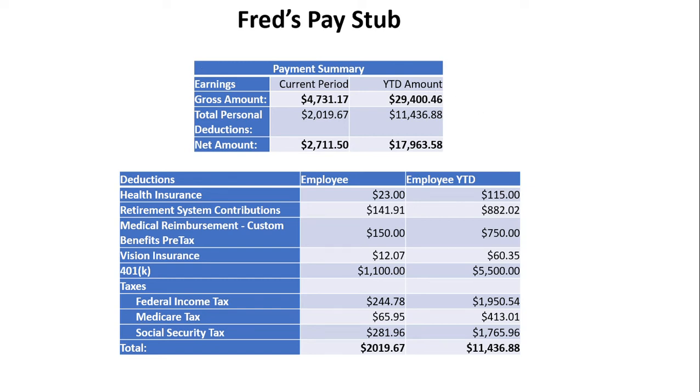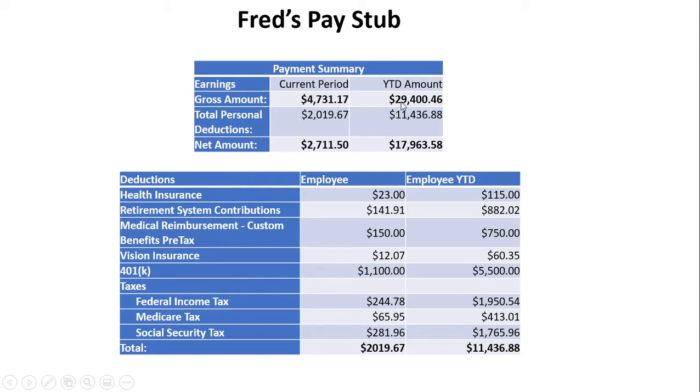Let's look at Fred's pay stub, see what kind of information it's going to provide for us. So if we look at the top section here, we're looking at how much Fred earned. We're going to look at Fred's earnings in two different time periods. We're going to look at the current period, and we're going to look at the YTD, which is year to date.